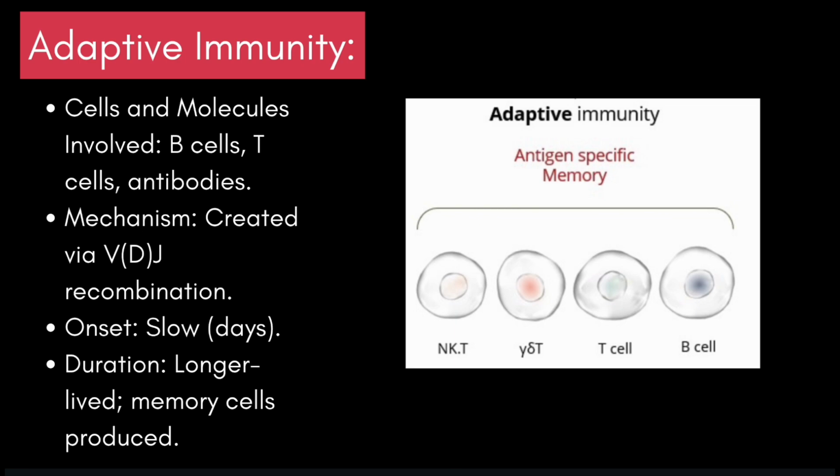So, the main cells and molecules involved in adaptive immunity are B cells, T cells, and antibodies. The mechanism of adaptive immunity is mainly created by VDJ recombination. The onset of adaptive immunity is very slow, can take days, compared to innate immunity, which is minutes to hours. The duration of adaptive immunity is longer lived and memory cells are produced. As you can see, it centers along antigen specific memory.